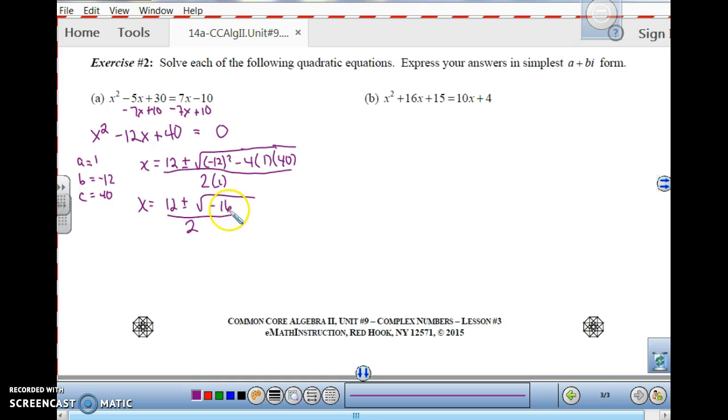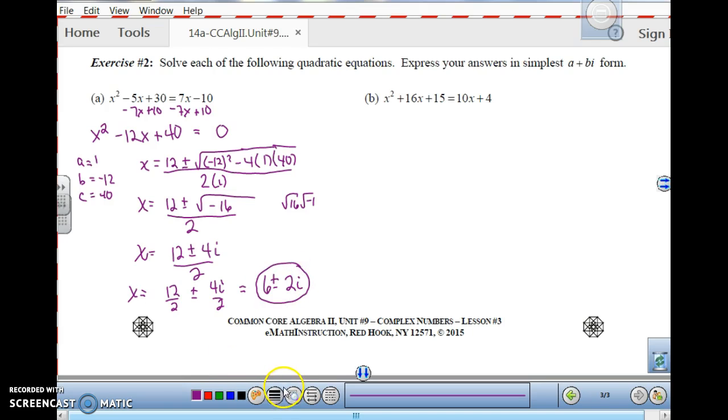Okay, so what's the square root of negative 16? Well, remember it's 16 times negative 1. The square root of 16 is 4. The square root of negative 1 is i. So it's going to be 12 plus or minus 4i over 2. Split it into separate fractions so you can reduce it. 12 over 2 plus or minus 4i over 2. So that is equal to 6 plus or minus 2i. There we go. All right.